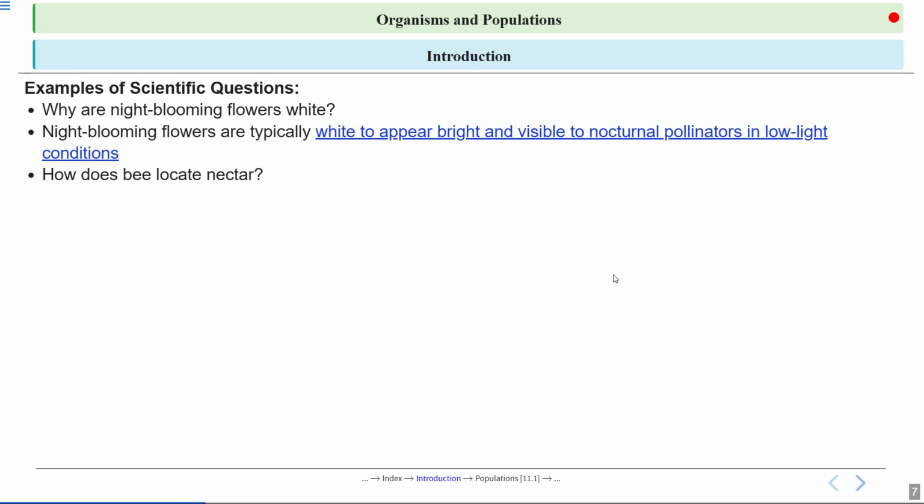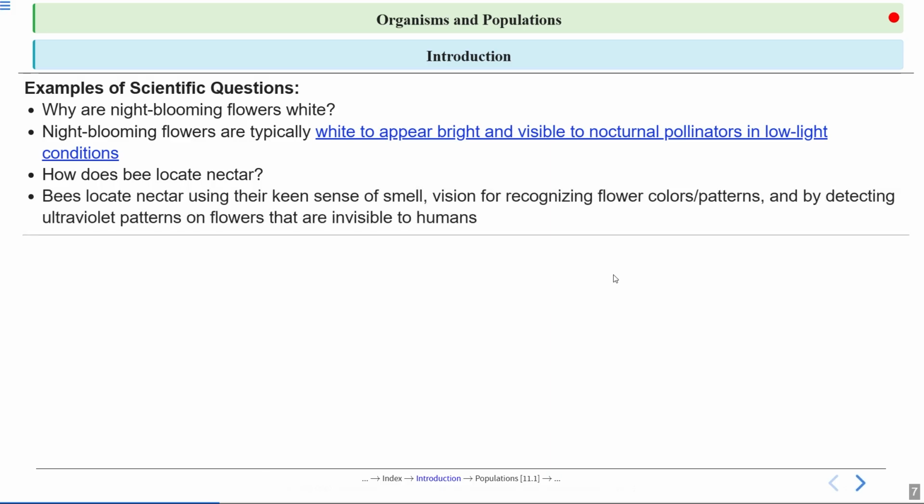Next question is, how does a bee locate nectar? This question highlights the intricate relationship between bees and the plants they pollinate. Bees have an incredible ability to find nectar. They use their keen sense of smell and vision to recognize flower colors and patterns. Additionally, bees can detect ultraviolet patterns on flowers, which are invisible to humans. This multisensory approach ensures they effectively gather nectar, benefiting both the bees and the plants.